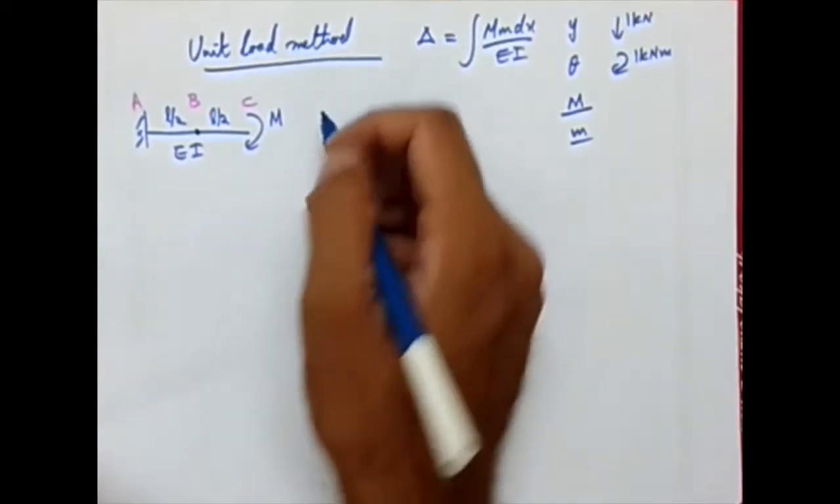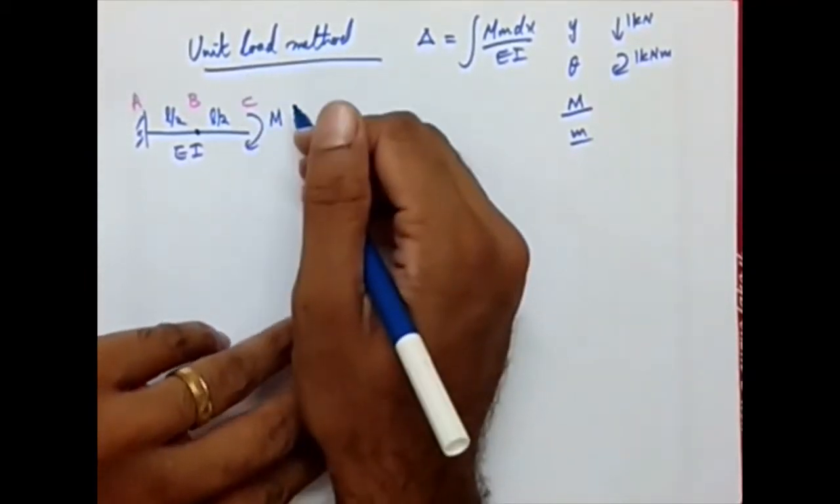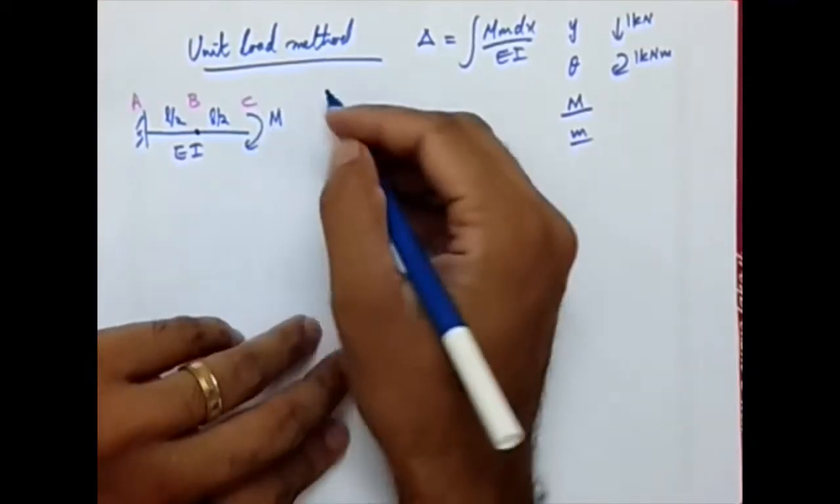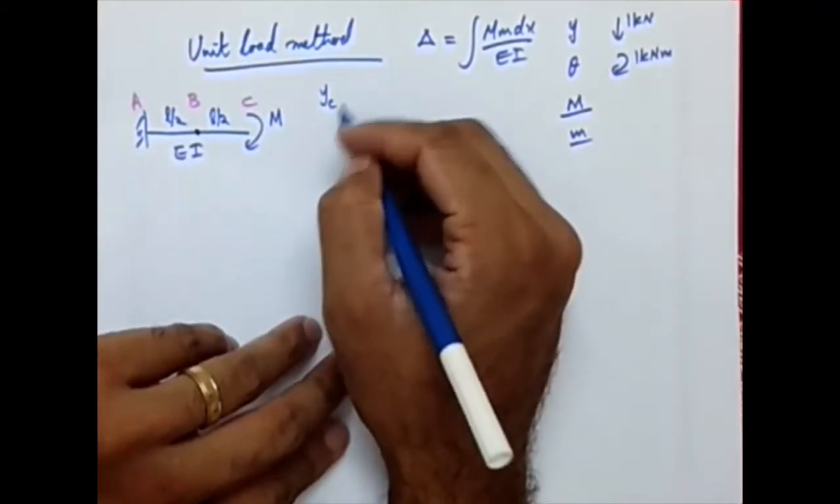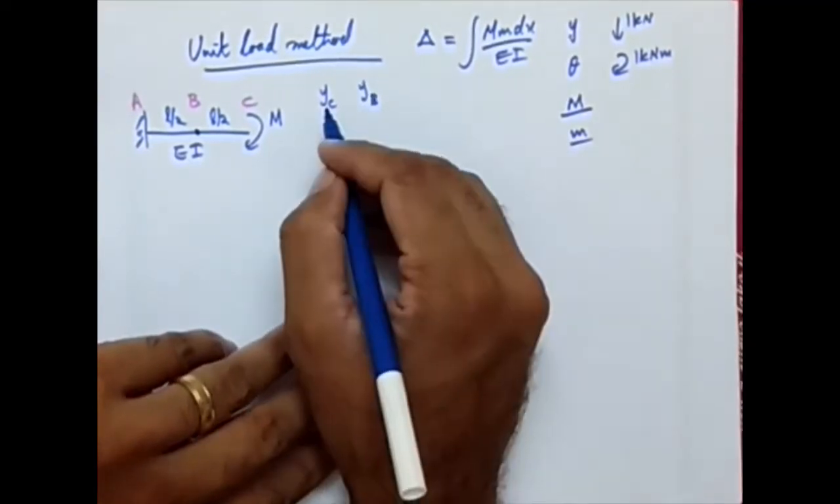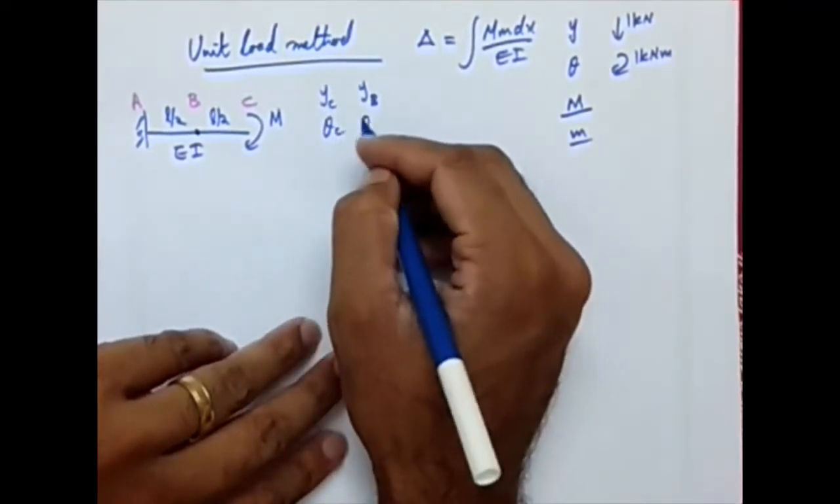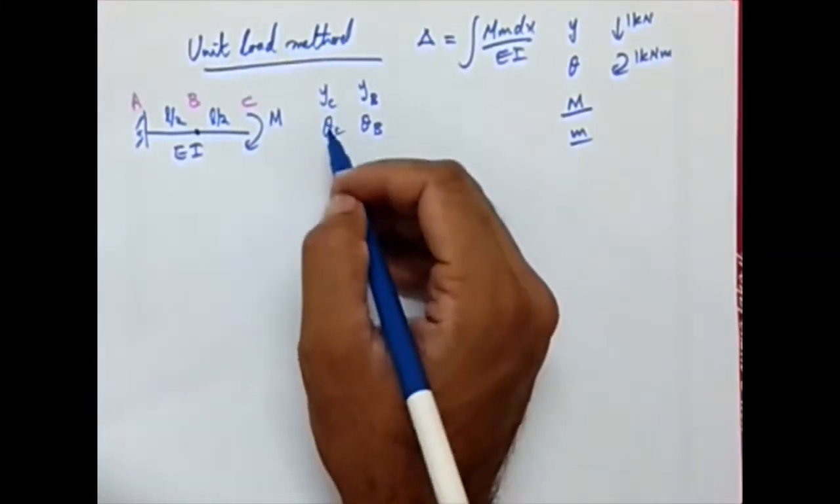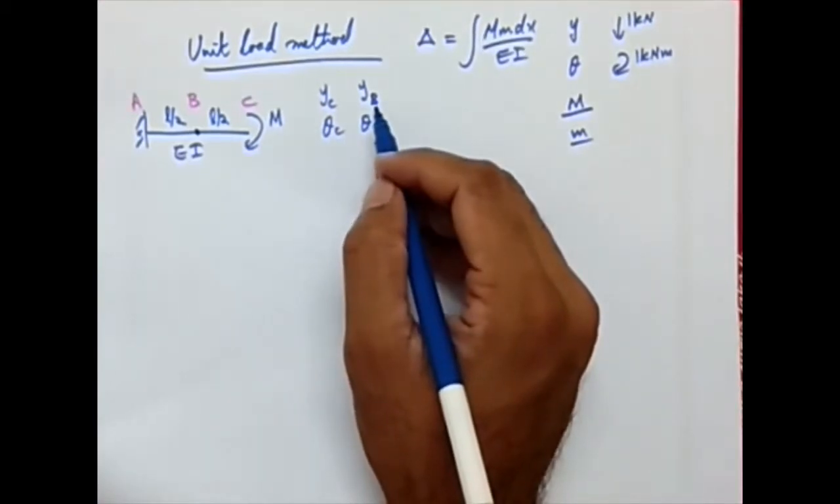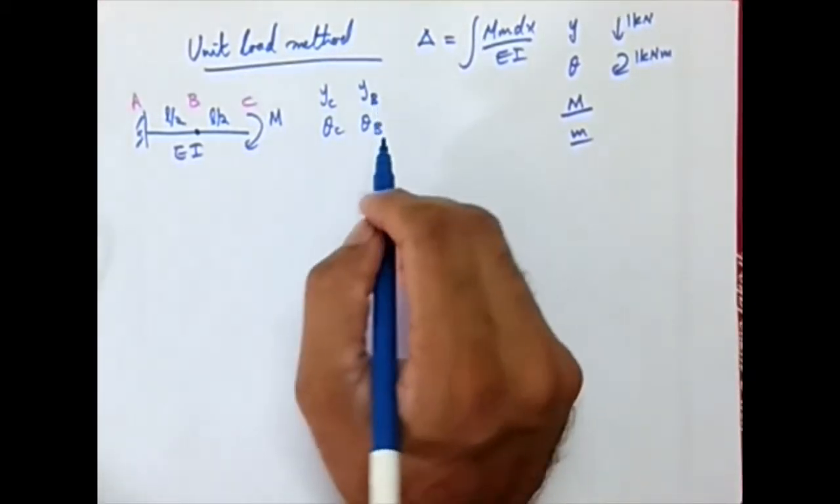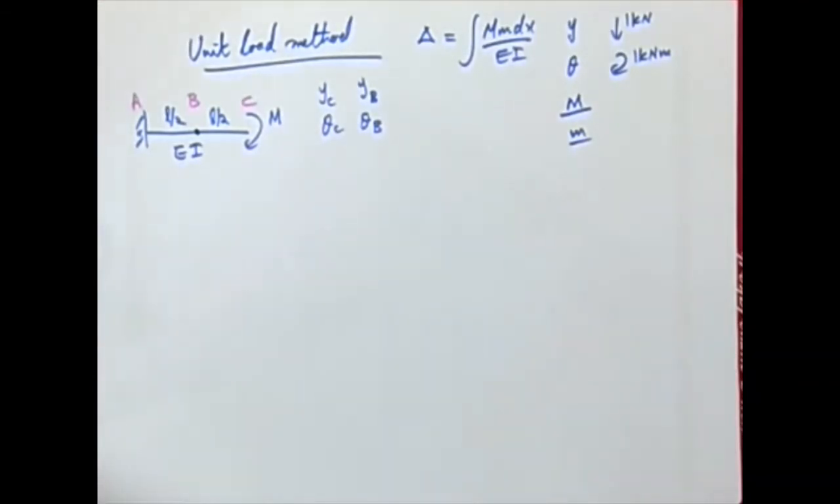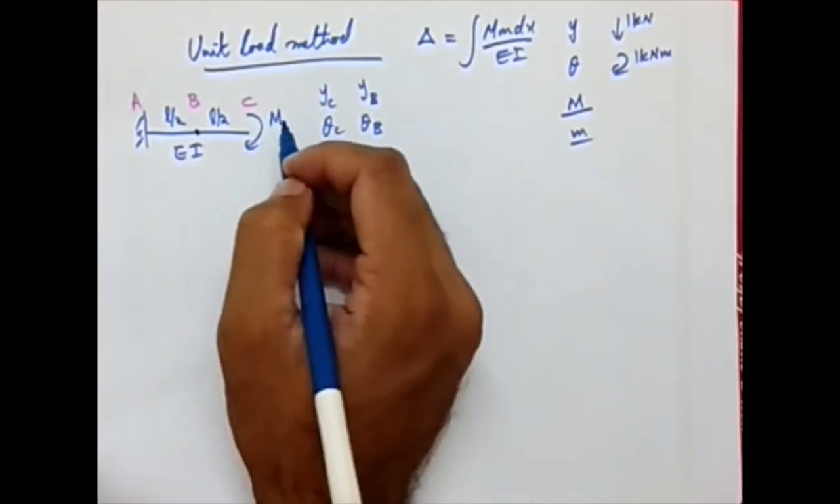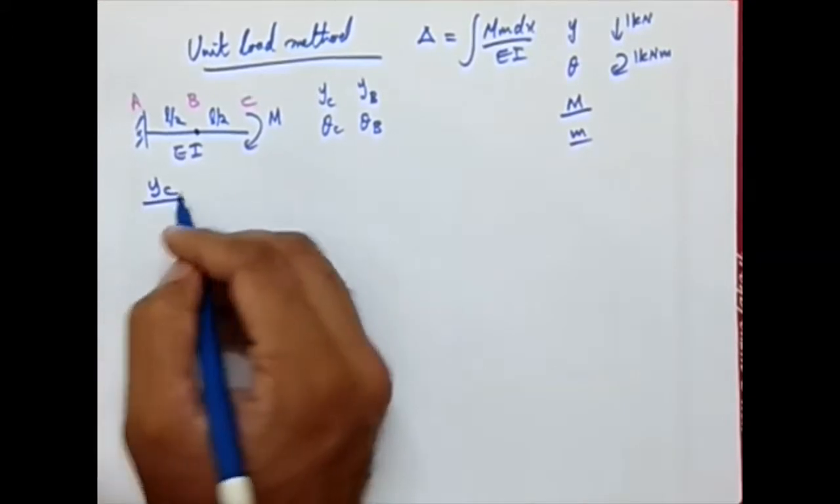We are going to find 4 displacement values for this particular problem: YC, YB, that is displacement at B and C, rotation at C and rotation at B. That is rotation and deflection at the free end, and then the rotation and displacement at the midpoint, point B. So we are going to start with the displacement values at the free end, starting the calculation with YC.